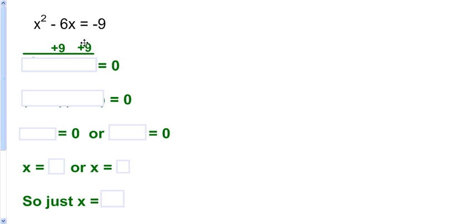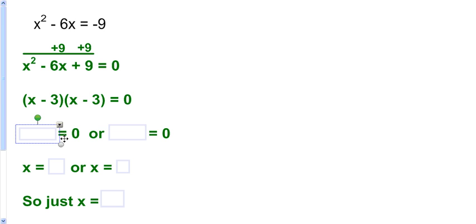So let's do this one here. We'll add 9 to both sides. We'll factor it. In this case, both parentheses are the same. You could set each one equal to 0. And in each case, you get 3. But since it's listed twice, we only really need to list it once because it's only one different answer, and we get 3.